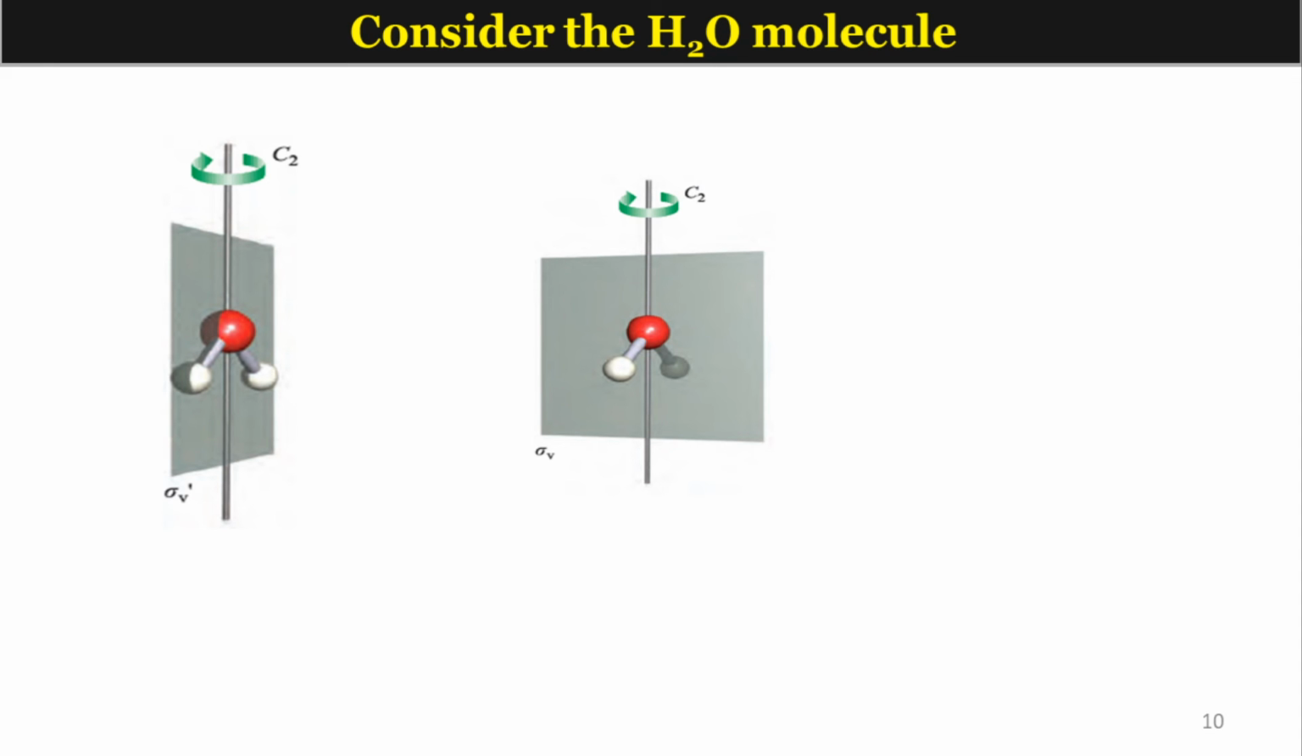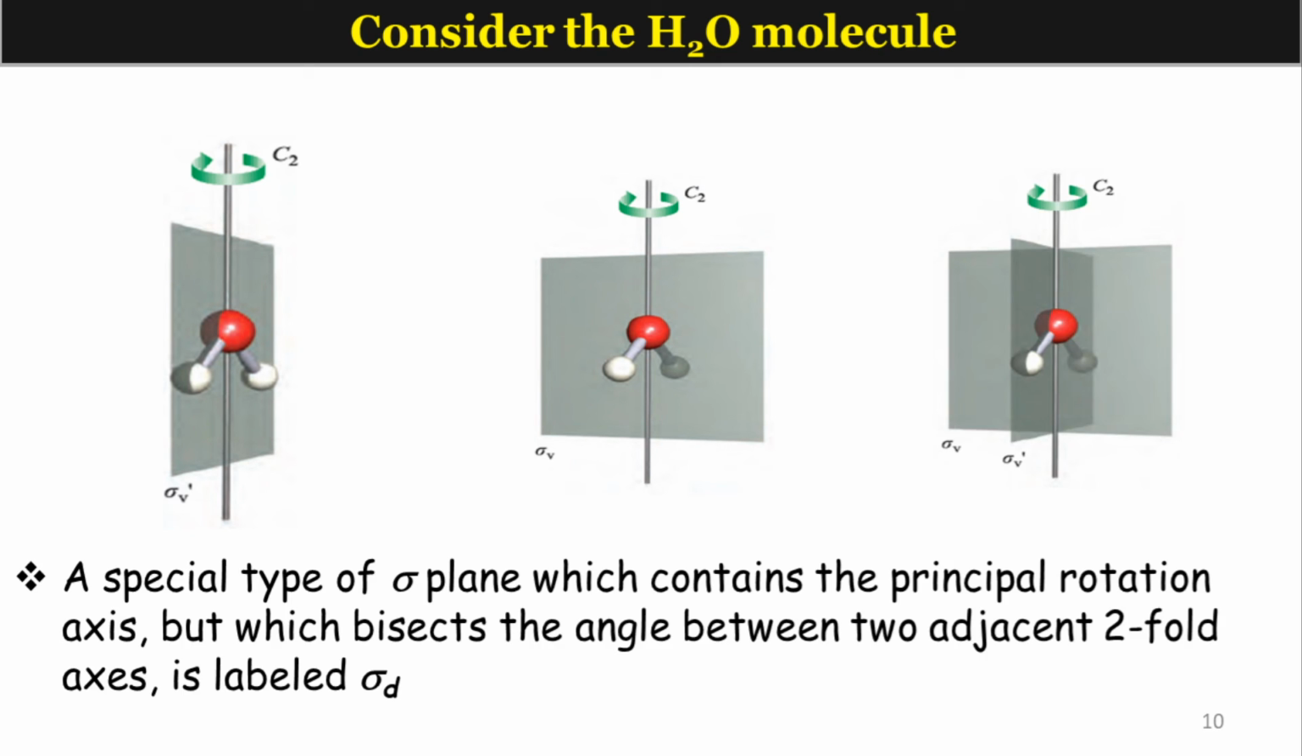So this is the combined effect. This is sigma V and sigma V dash likewise. Okay, so this is a special type of plane that contains the principal rotation axis but which bisects the angle. Now these two sigma V planes can make another type of plane. The plane that bisects these two planes is nothing but sigma d. That angle is called the dihedral angle, and that plane is called the dihedral plane.